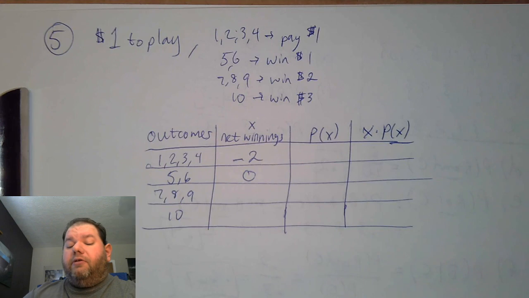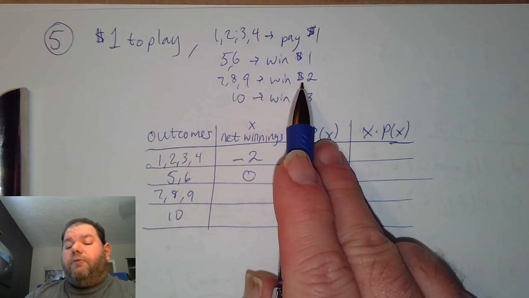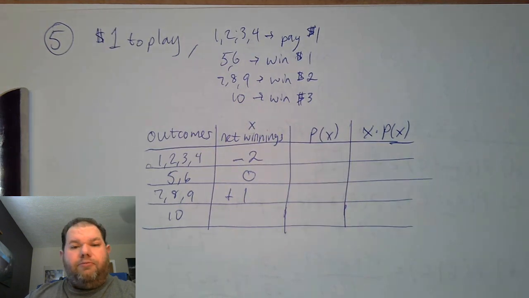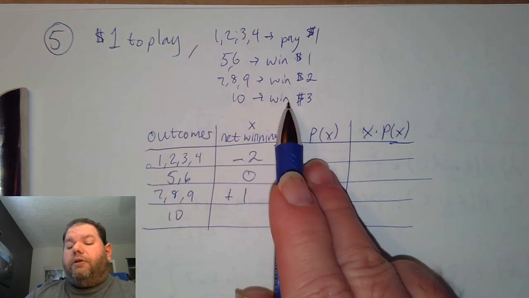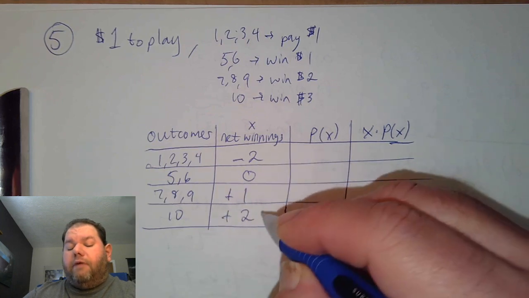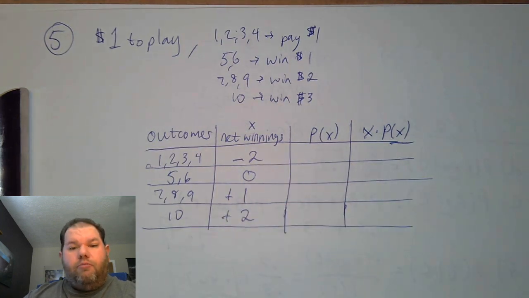7, 8, or 9, we paid $1 and then we won $2. That means we now have $1 more than we did previously. And finally, with the 10, we paid $1 and then we won $3. That means we have now earned $2 more than we previously had.